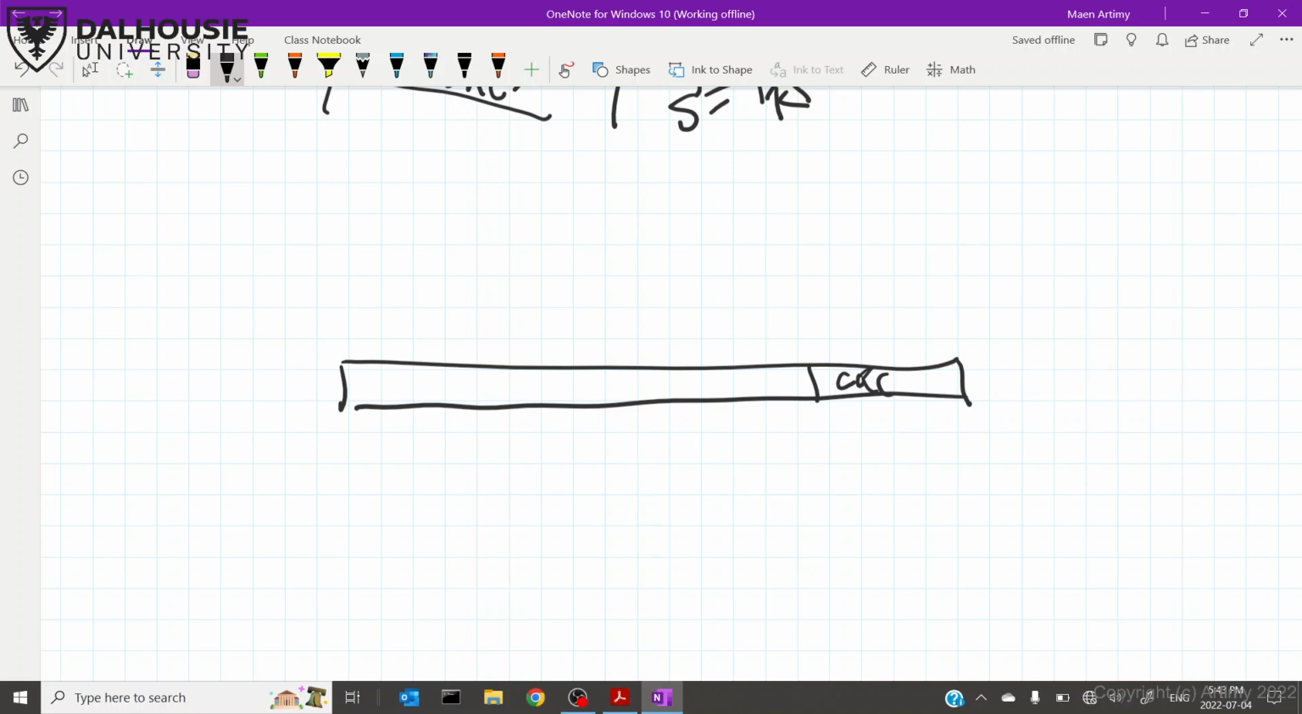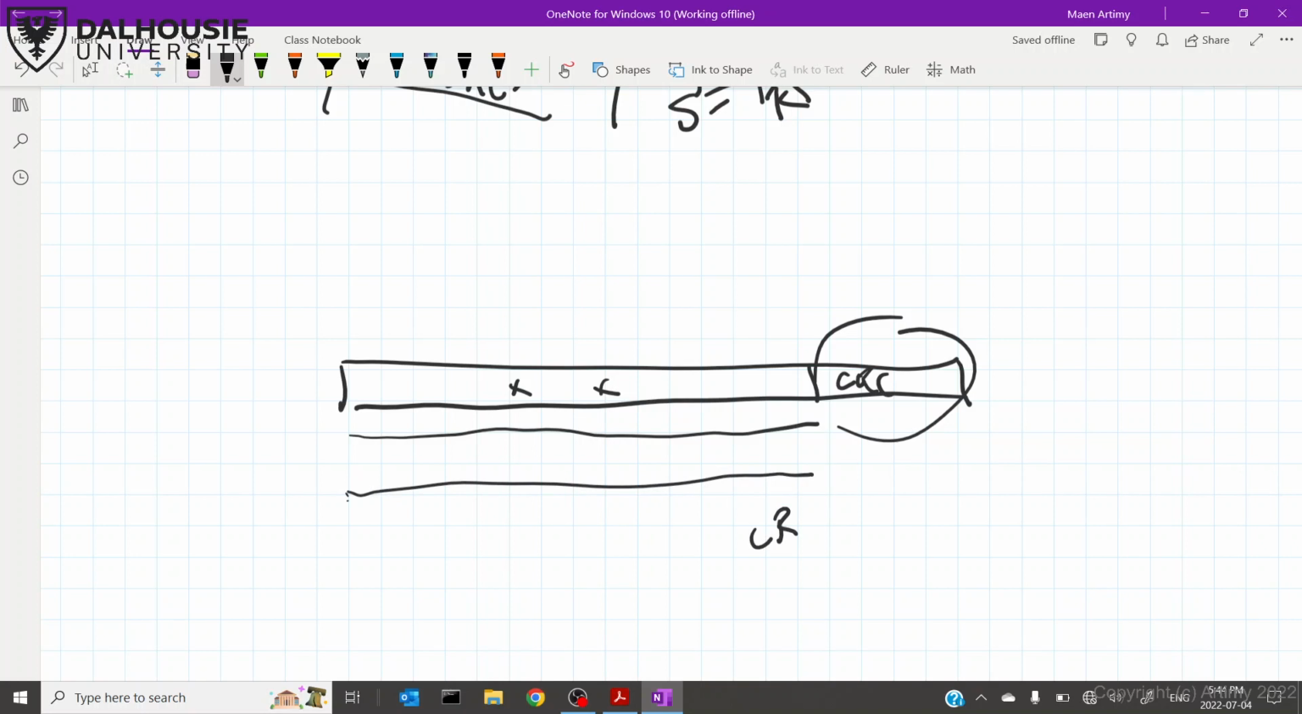cyclic redundancy check. So how we generate the CRC: we apply a formula to the message before we send it. The formula generates the CRC, so we append the CRC and we send it. Now the receiver, if there's any error in the original message, will generate their own CRC or their own checksum and compare it with this one. If it doesn't match, then there must be an error, right?